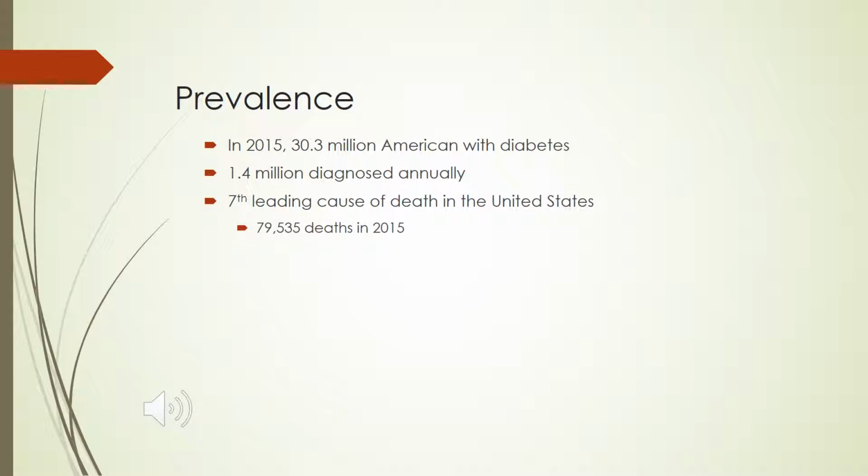Every 30 seconds, one leg is amputated due to diabetes worldwide. According to the American Diabetes Association, in 2015, it was reported that 30.3 million Americans had diabetes. 1.5 million Americans are diagnosed with diabetes every year. It is the seventh leading cause of death in the United States, with 79,535 deaths reported in 2015 associated with diabetes. Nationwide, every year, 9.1 to 26.1 million diabetics develop some form of foot ulcers. These ulcers can lead to infection, gangrene, and amputation if it isn't given the necessary care needed.